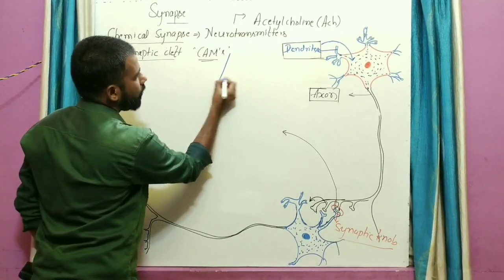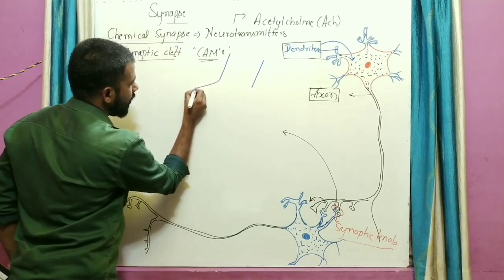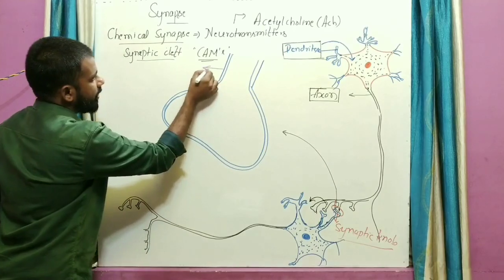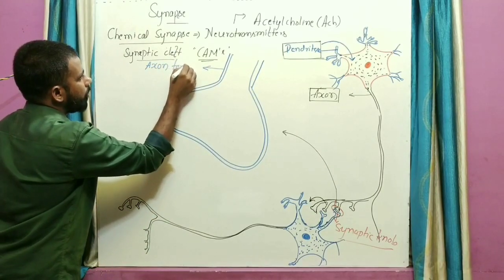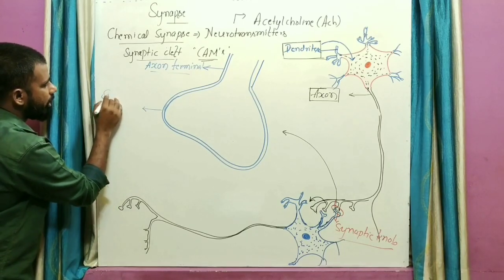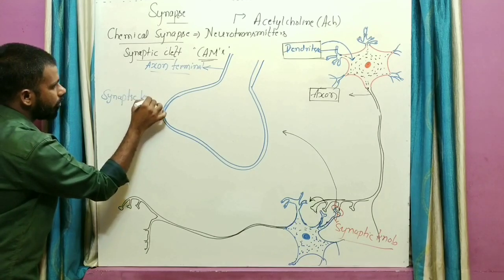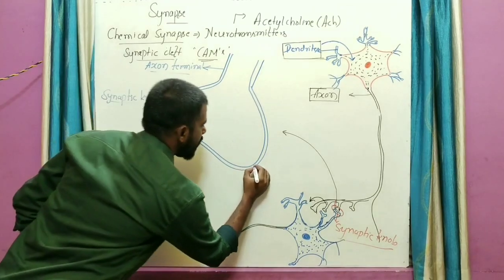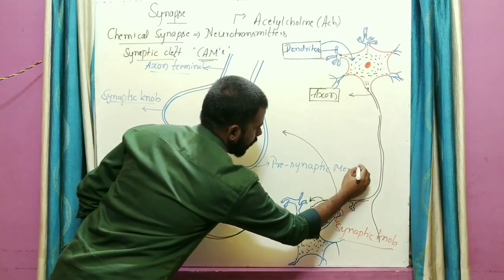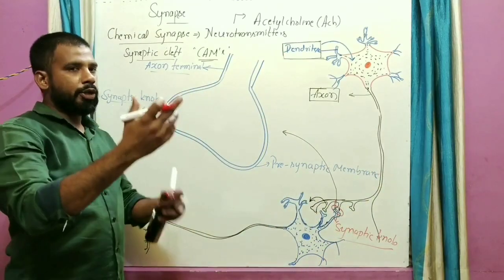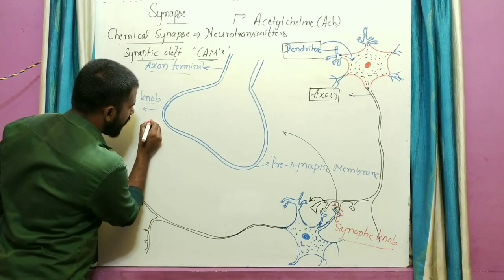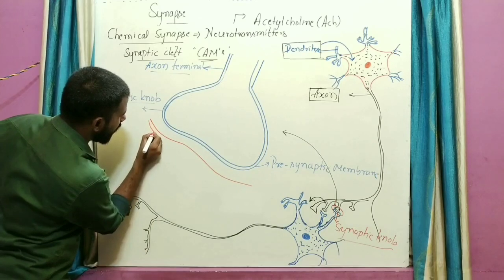This is the axon terminal, and this is the synaptic knob, and this membrane is the presynaptic membrane. In the case of a neuron synapse, the next, postsynaptic membrane must be of a dendron or dendrite membrane. So this one is the postsynaptic membrane.